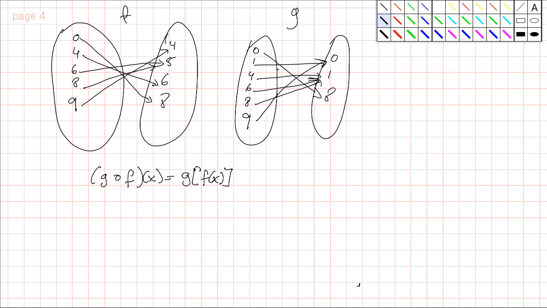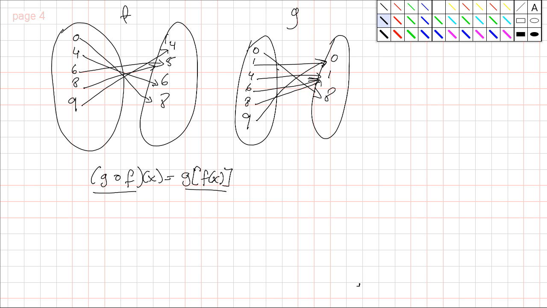Hi Didi, this is one of the problems that you have. So here what you're looking for is the domain and the range of the composition function, which in this case is g of f of x, which is right here, right?